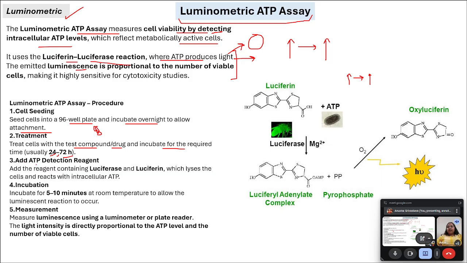And then what is done? Add ATP detection reagent, the reagent containing luciferase and luciferin, which lyses the cells and reacts with intracellular ATP. Then incubate for 5-10 minutes at room temperature so that this luminescence reaction can occur, so that you can finally record the luminescence using a luminometer or plate reader. So this is the chemical reaction that is happening.